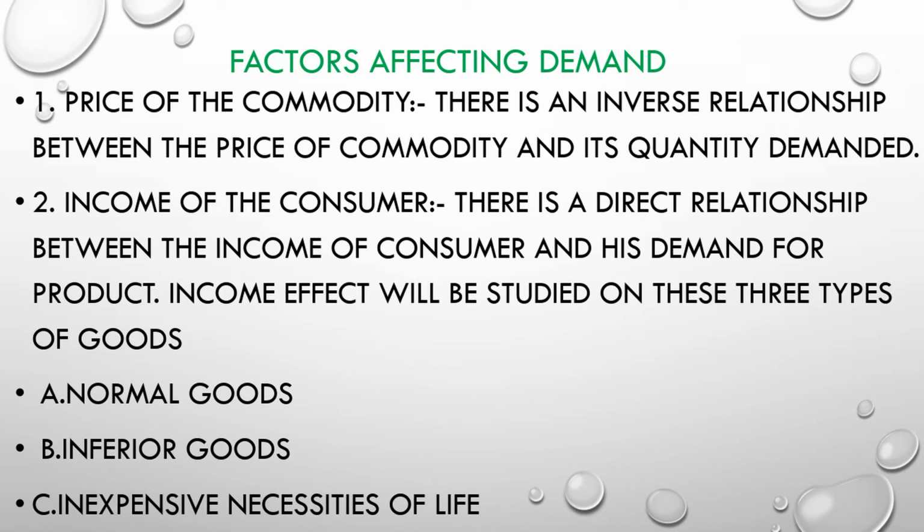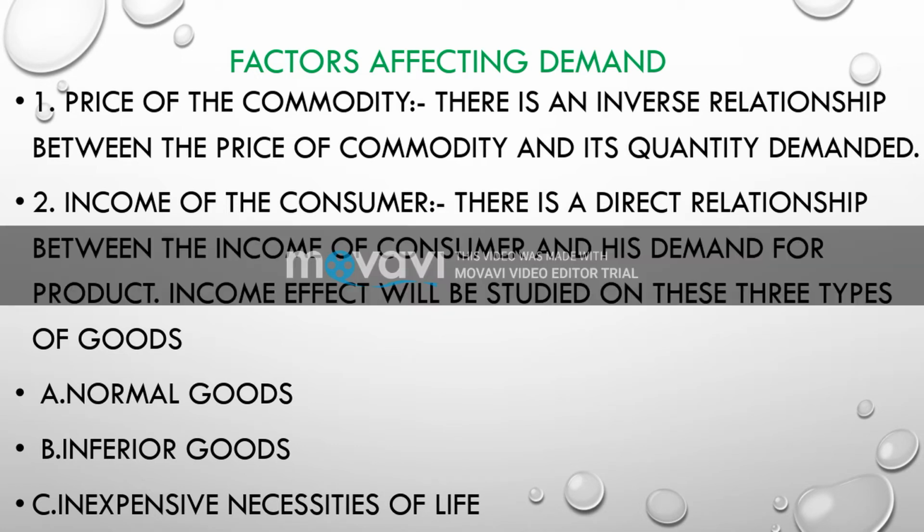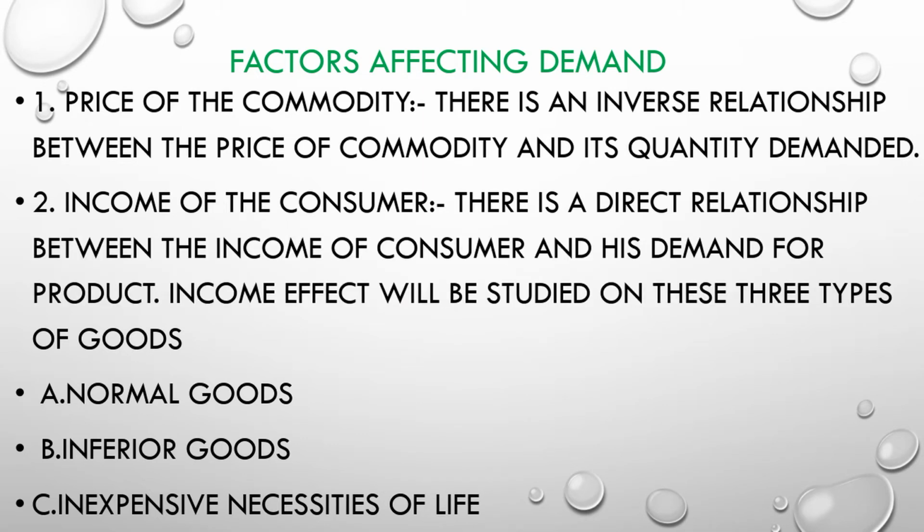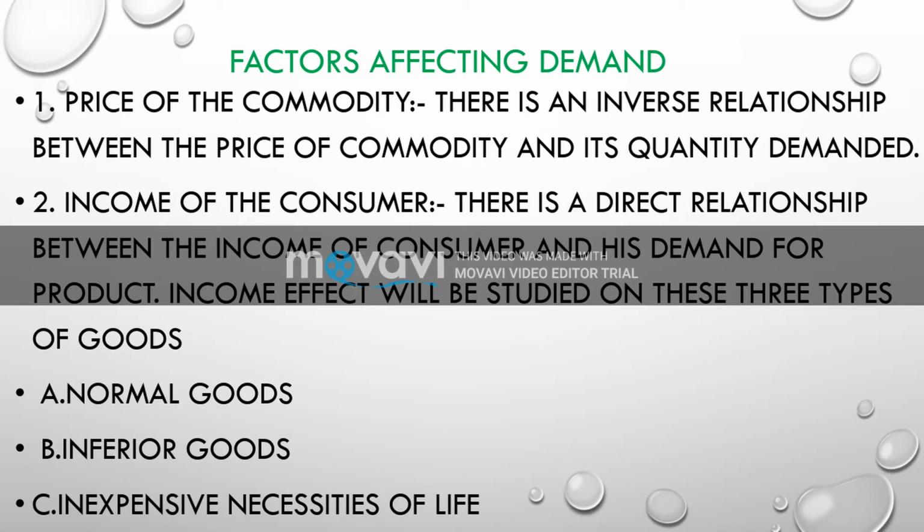Now next type of goods is inexpensive necessities. In the case of inexpensive necessities of life, such as salt and matchbox, the quantity purchased increases with an increase in income up to a certain level. Here, when the income increases, the demand will increase up to a certain level. Thereafter, it will remain constant, irrespective of the level of income. It means once it becomes constant, it will not increase with an increase in income. Examples of inexpensive necessities are salt and matchbox.